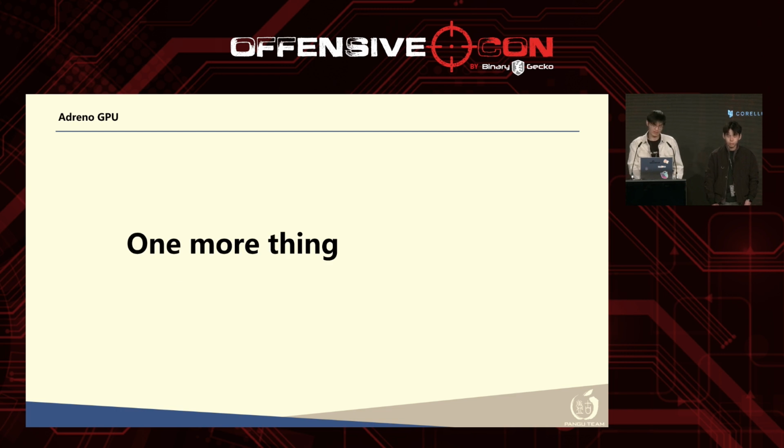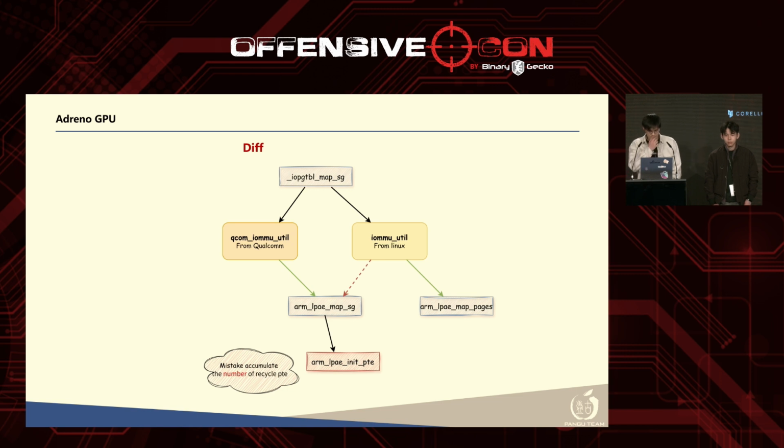But I think there is one more thing. What if we use it in map SG? There are two ways, from Adreno and Linux. In Linux, it is not a problem because in arm map pages there is nothing that can use it, but in Google's arm map SG, in this function the init PTE has the enable error, so you can free the recycled PTE.